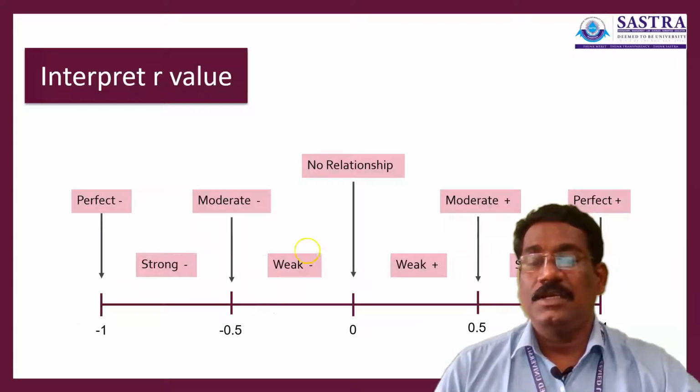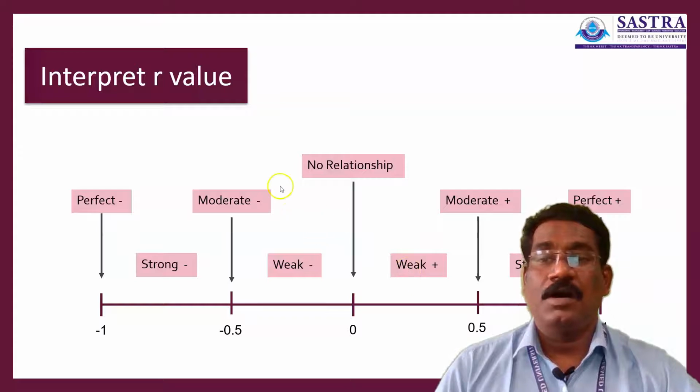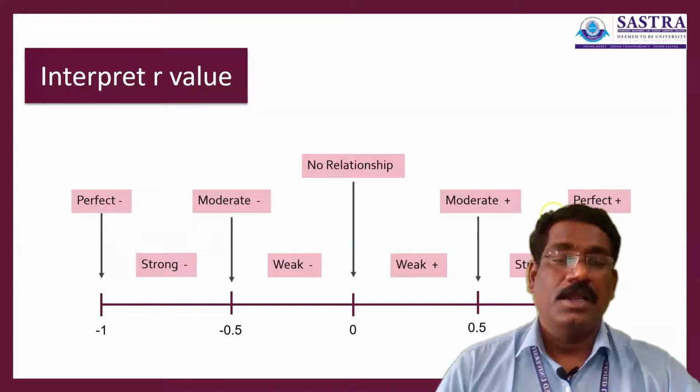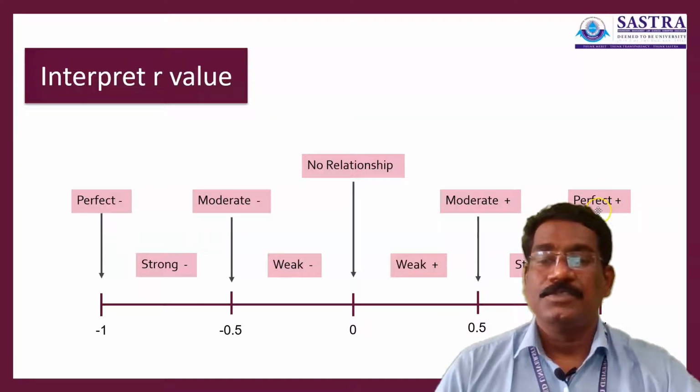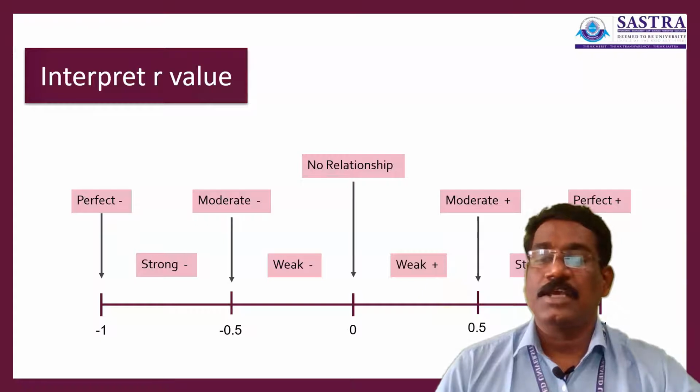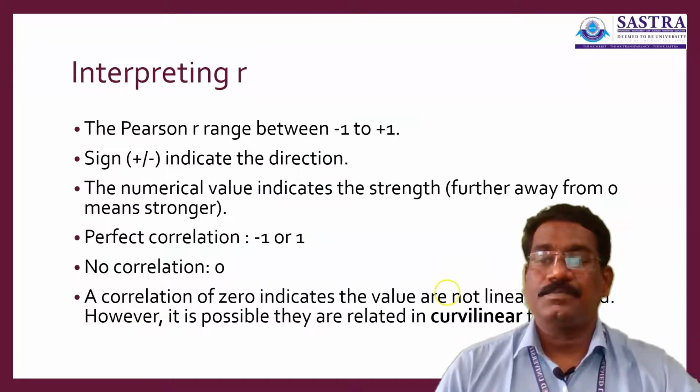And these are the interpreting R values. We have a strong correlation, weak correlation, and moderate correlation, and definitely anything near to 1 we have a perfect correlation. So by looking at the value of R, we can predict a moderate, weaker, or stronger relationship.